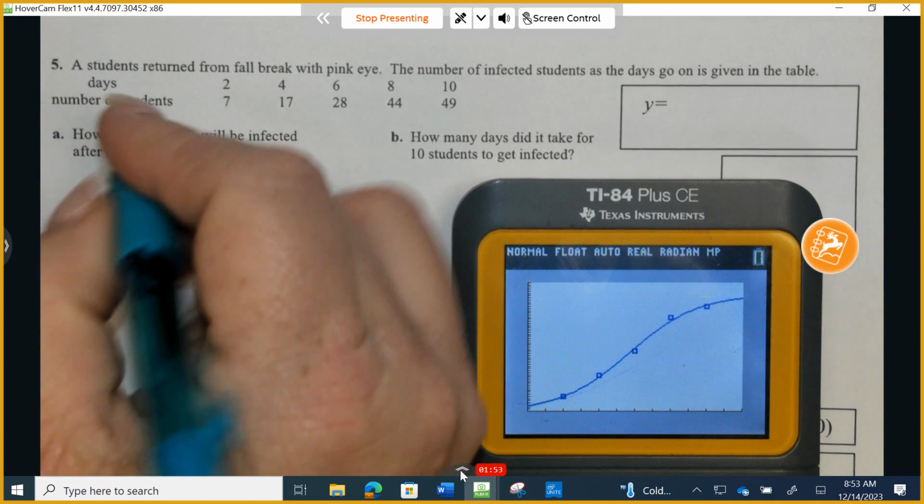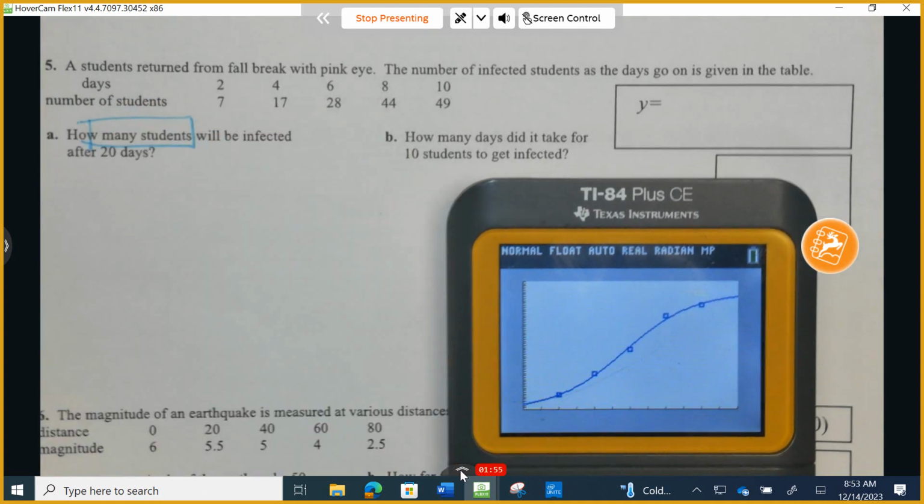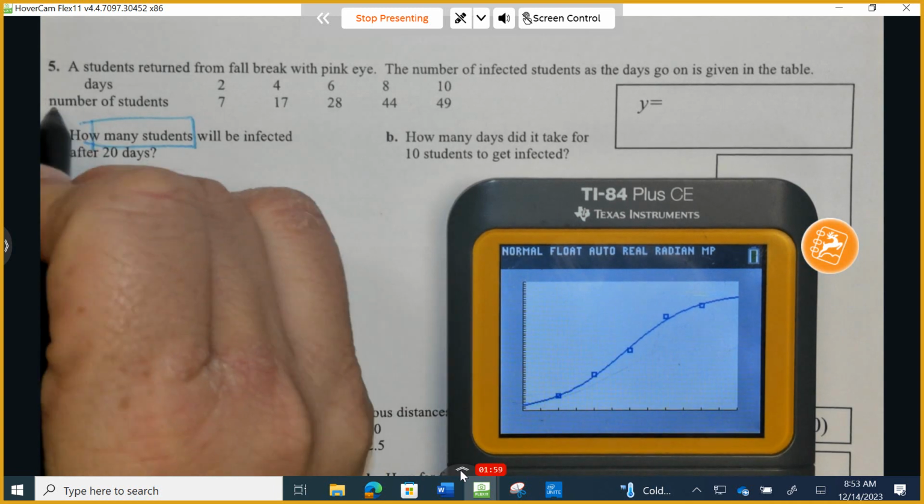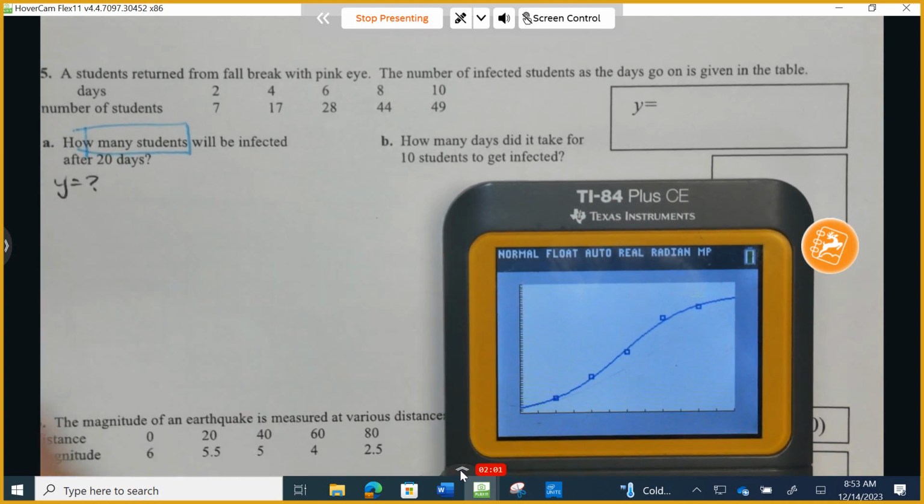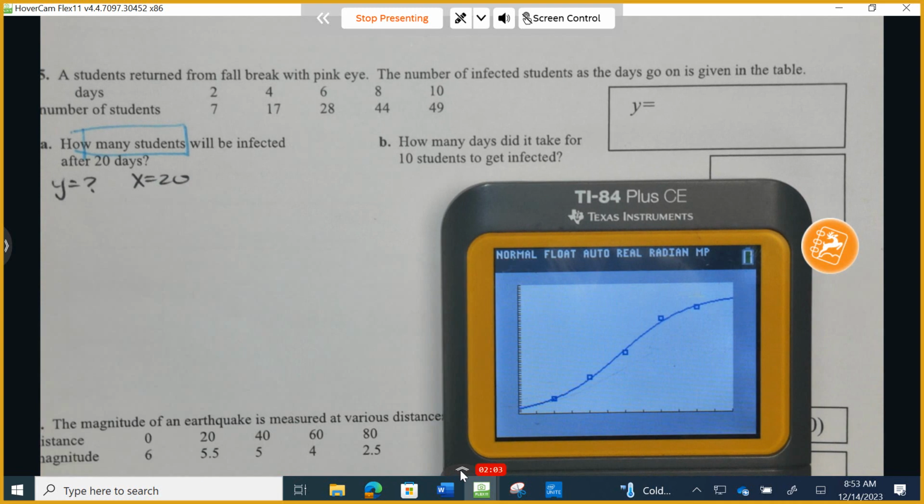How many students? Let's put a little box around what I'm trying to find. I want to find the number of students. Now, students here, notice, is my y. I don't know the y. I know the x is 20.